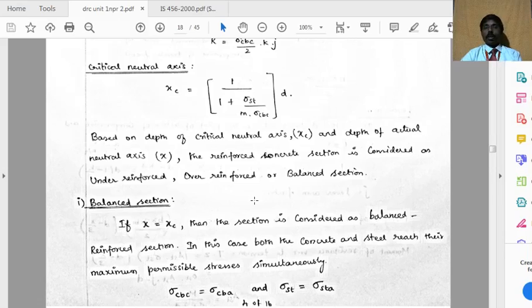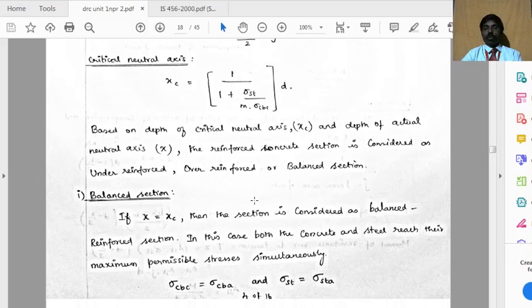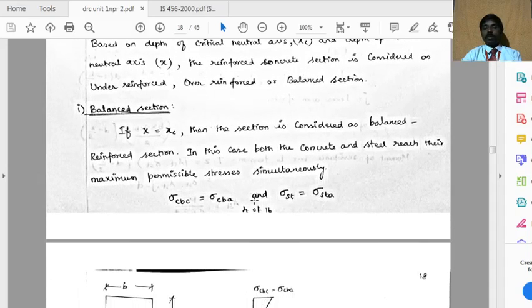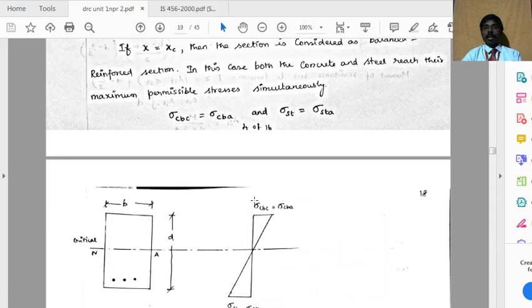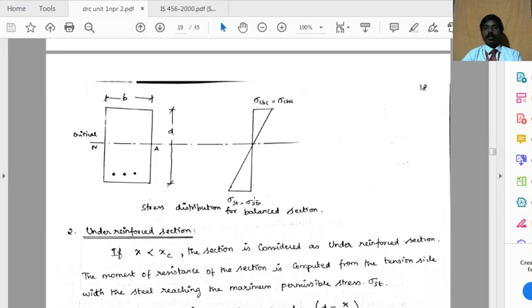Both the concrete and the steel will reach the same stress value, which can be written as sigma CBC equal to sigma CBC actual and sigma ST is equal to sigma ST actual. That is, the actual neutral axis will be equal to the critical neutral axis, which is drawn as shown in the figure.